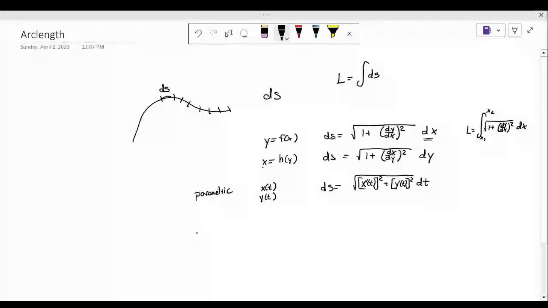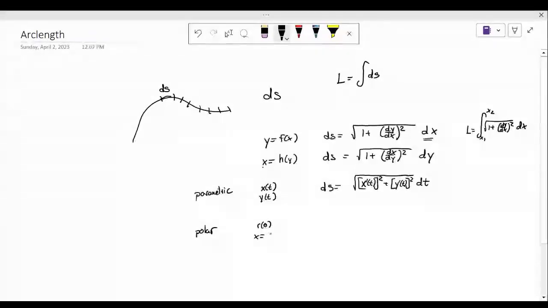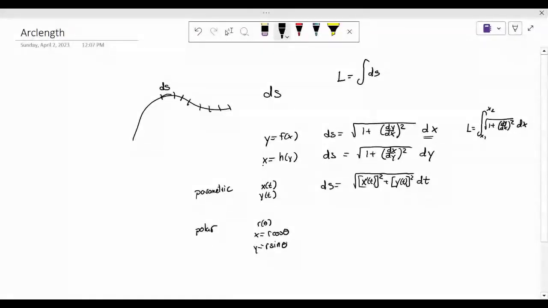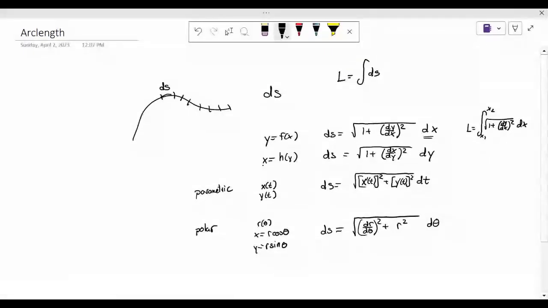Okay. And finally, polar. So that's where r is a function of theta, and we know in the background x is r cosine theta, y is r sine theta. As it turns out, it's essentially a parametric curve, right? Because the parameter is theta. And if you do the calculus, you're going to find that ds simplifies to the square root of the derivative of r with respect to theta squared plus r squared. And then since the parameter is theta, we're going to have d theta in there. Okay. So those are all the cases that I can recall.